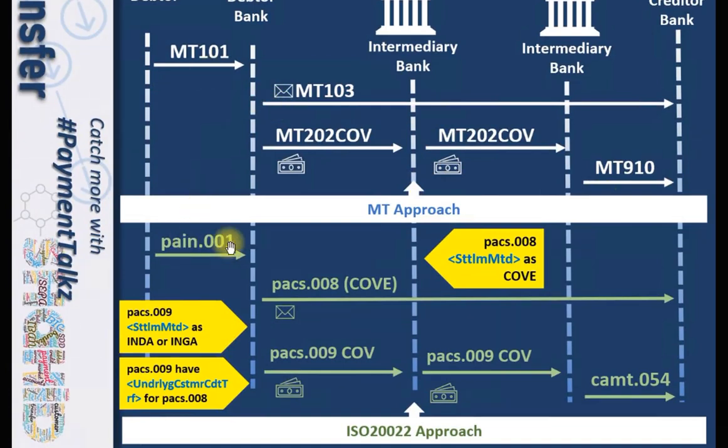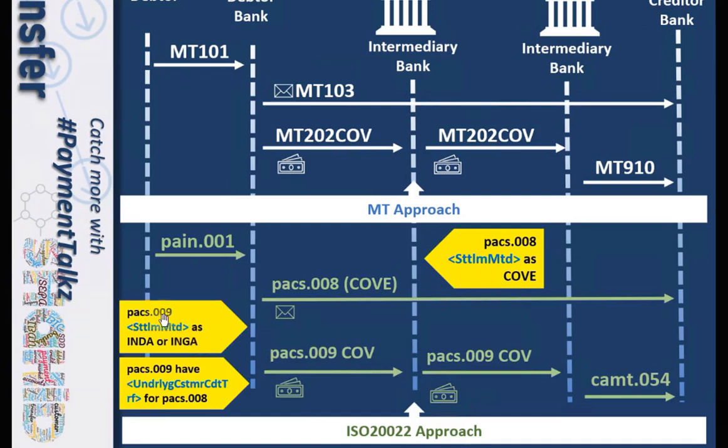MT101 will be PAIN.001. MT103 will be PACS.008 called cover, COVE. It means that it is the cover format of it. So PACS.008 will have the settlement method tag inside it mentioned as COVE. Then for fund transfer, it will use PACS.009, which is the FI to FI message with cover, and the PACS.009 cover message will be moved from one intermediary to another. Finally, when it has to be informed to the creditor, CAMT.054 as an advice will be used in place of MT910.